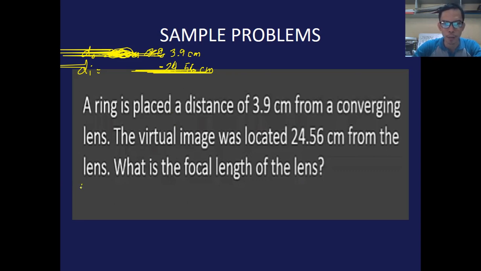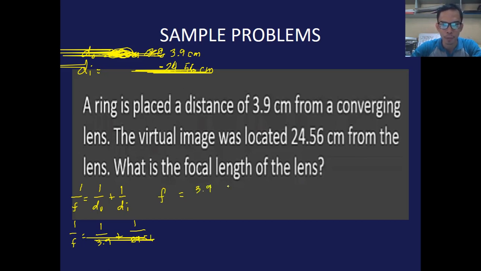In this problem, we are going to use 1 over f is equal to 1 over d sub o plus 1 over d sub i. Let's punch in the values. So we have 1 over f is equal to 1 over 3.9 plus 1 over 24.56. The focal length is 3.9 times 24.56 over 3.9 plus 24.56.